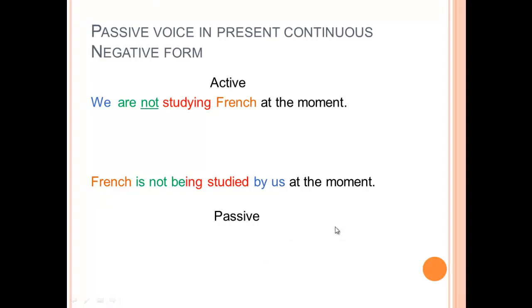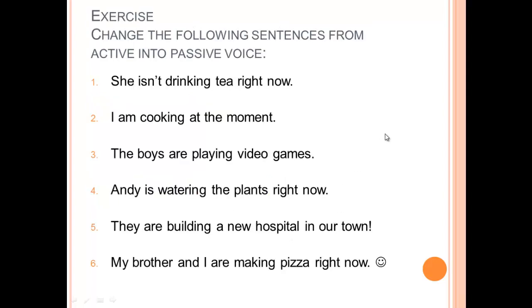For now, we have finished our lesson. You have to do this exercise and change these sentences from active into passive voice form. Please do it on your notebook. I'll read them for you one time. She isn't drinking tea right now. All you have to do is to copy this sentence to your notebook, analyze it, subject, verb, object, and complement or whatever. Change it into passive voice by following the steps I have taught you.